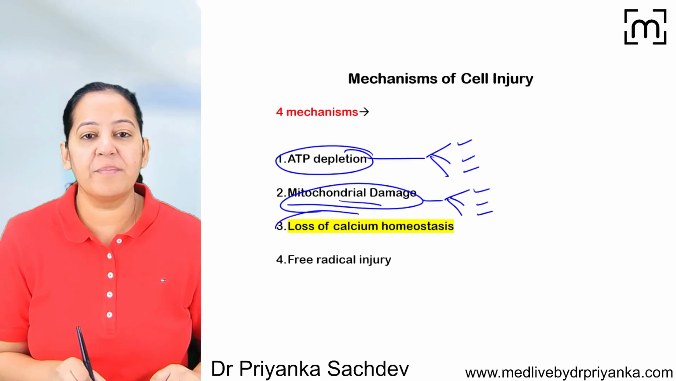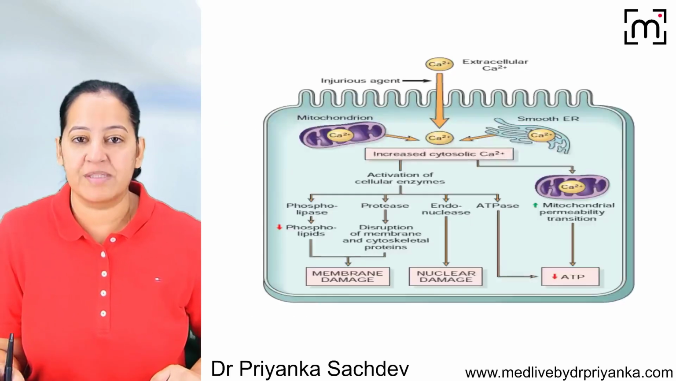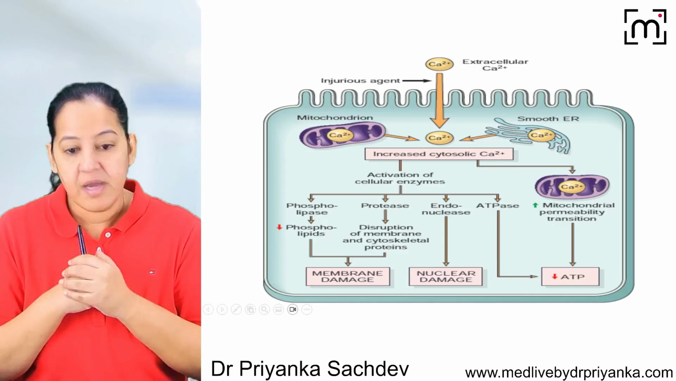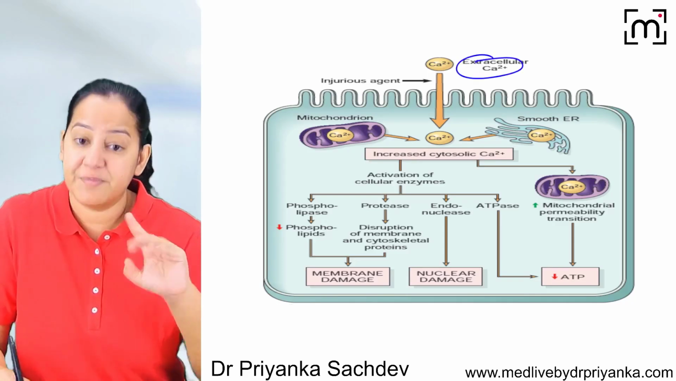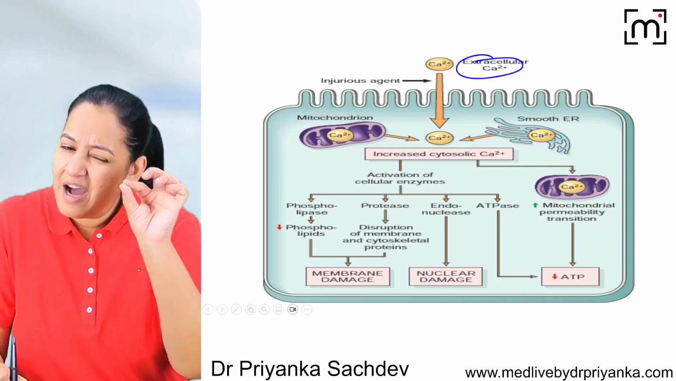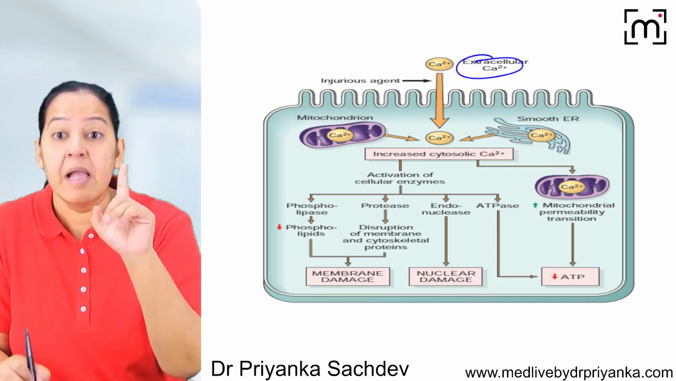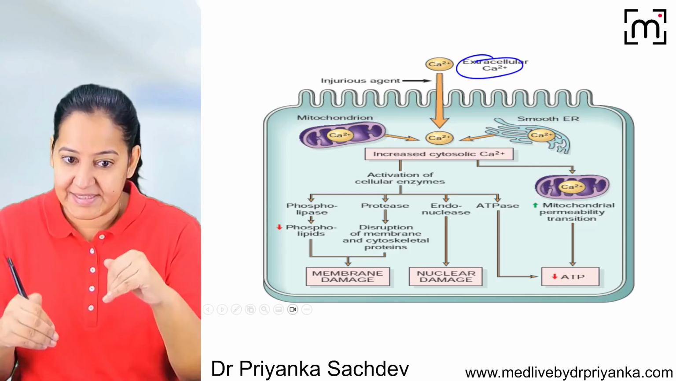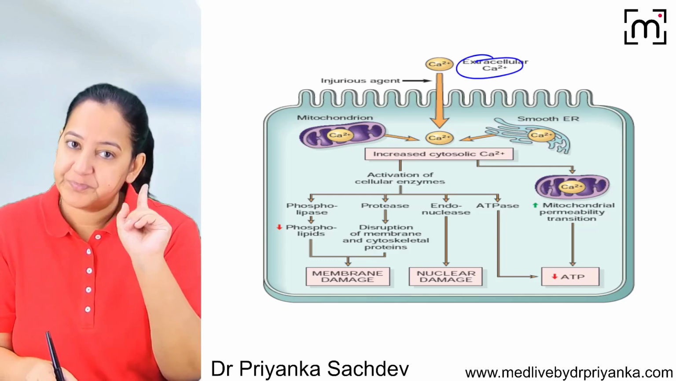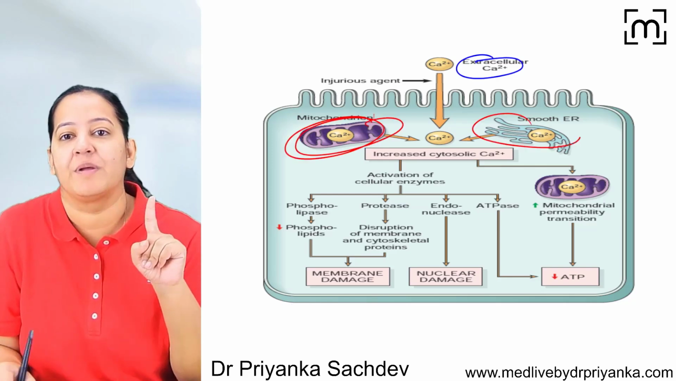Okay. Coming to the third mechanism, that is loss of calcium homeostasis. What do you mean by loss of calcium homeostasis? See, this is a cell. Where is calcium? Calcium is very less inside. 99% of calcium is extracellular, present outside the cell, not inside. A very minute 1% is present inside the cell, but that too not in the cytoplasm. Although very small, it is sequestered in the mitochondria and endoplasmic reticulum.